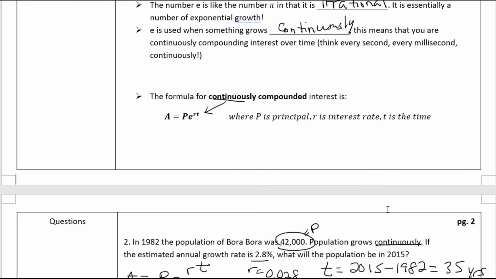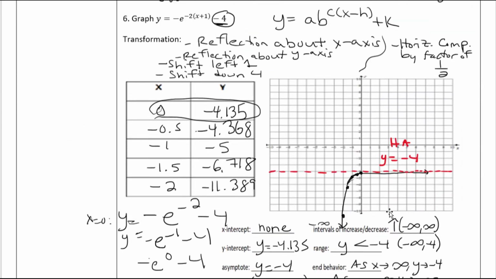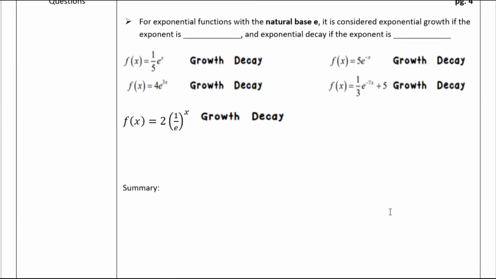Okay, so now let's look at another type of problem. So this is the last part of the video. So all we got to do is determine if we have growth or decay. So this is pretty simple. Again, remember that the base is called the natural base. So know that vocab term.